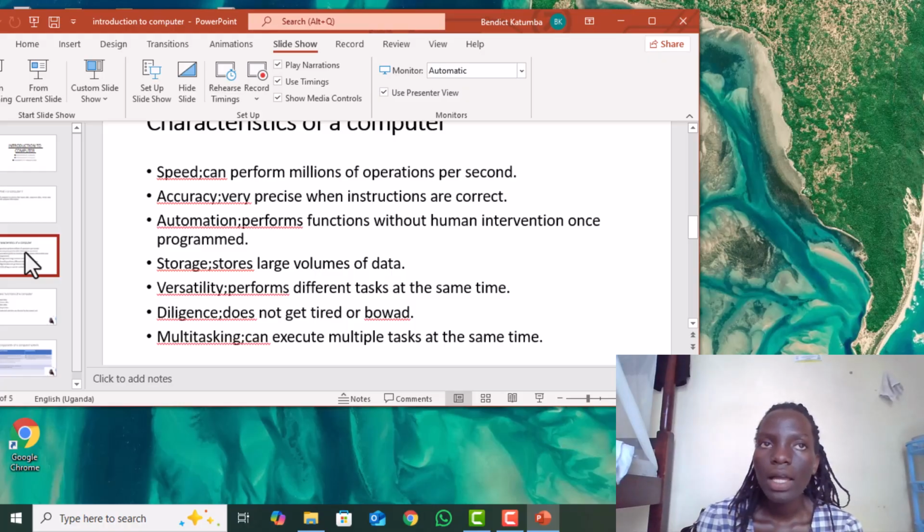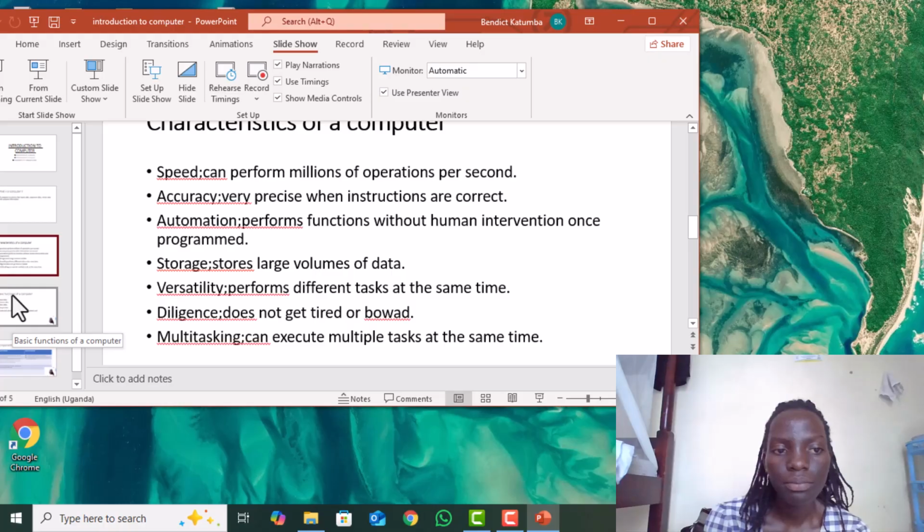A computer can do, some of us love TikTok. You can go on TikTok as you search somewhere else, maybe on Google Chrome, ChatGPT, but at the same time it's doing what you want. A computer is also having the aspect of diligence. It is diligent in the way that it does not get bored or tired. We human beings, we get tired easily. A computer is also multitasking in the way that it can execute a lot of things in just a small period of time.